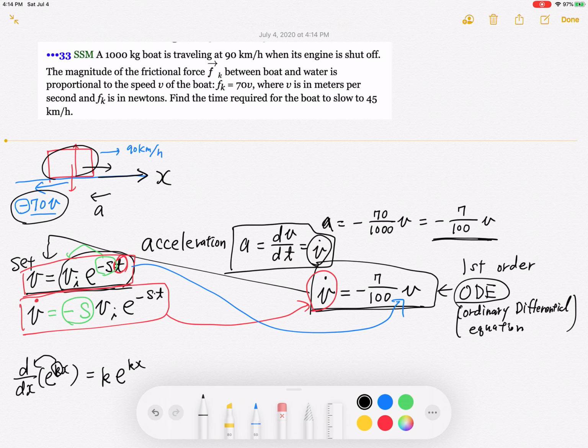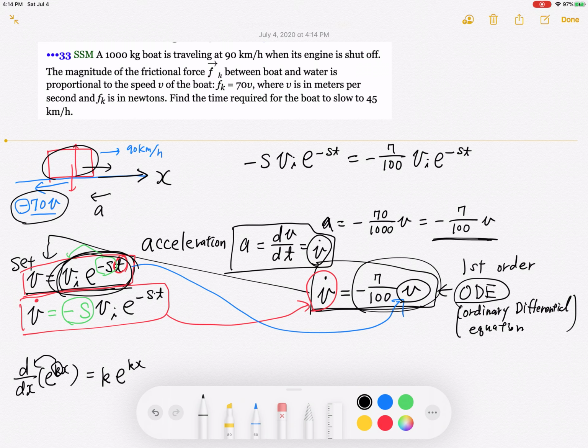Okay, so on the left side you see negative s Vi e to the negative st equals negative 7 over 100. I'm writing the right side. And now v is given by this model function Vi e to the negative st, right? Okay. Now what can we do?